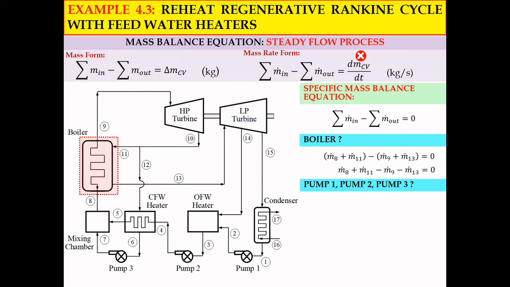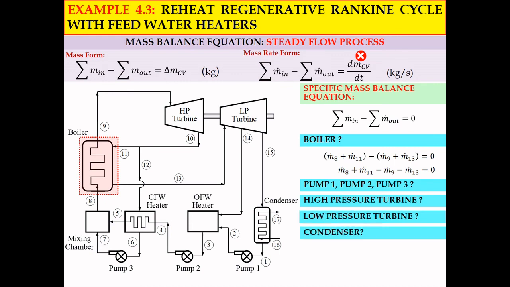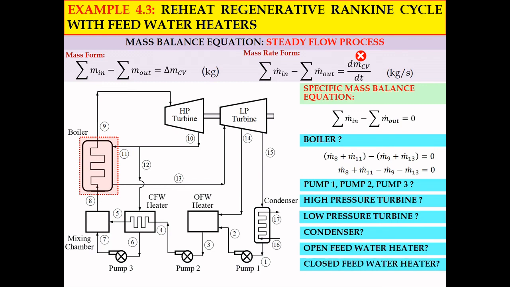Then try to get the specific mass balance equation for the high pressure turbine, low pressure turbine, condenser, open feed water heater, closed feed water heater, and the mixing chamber. If you can get the correct equation for each individual component in this cycle, then you probably already understand the basics of the mass balance equation.